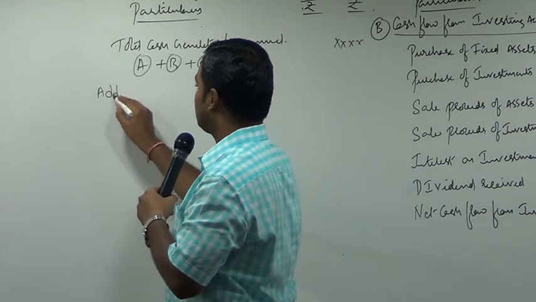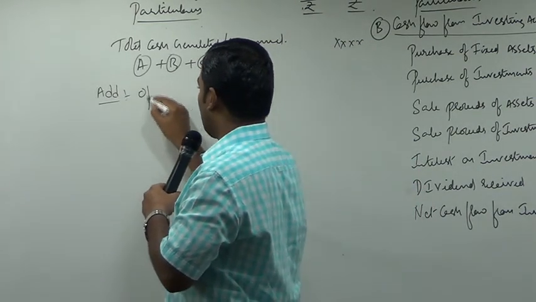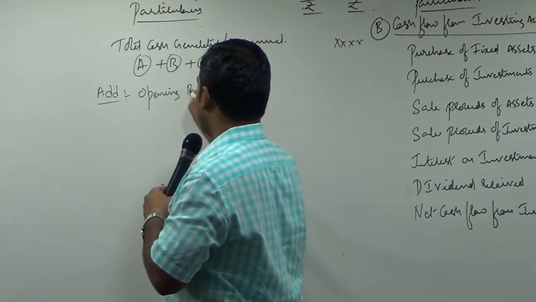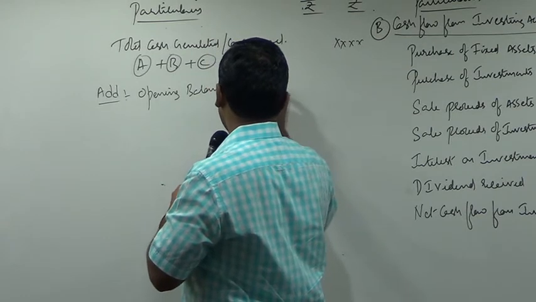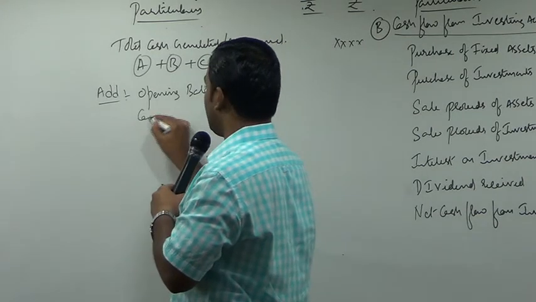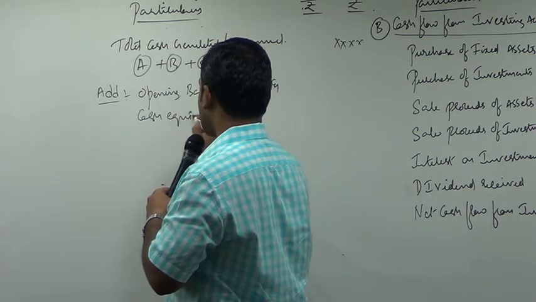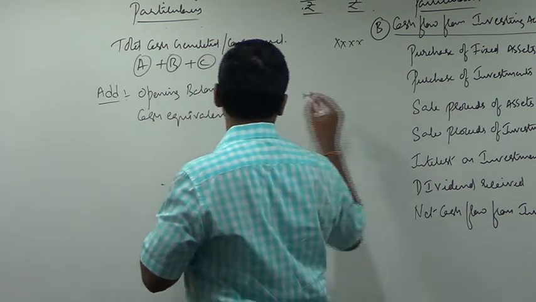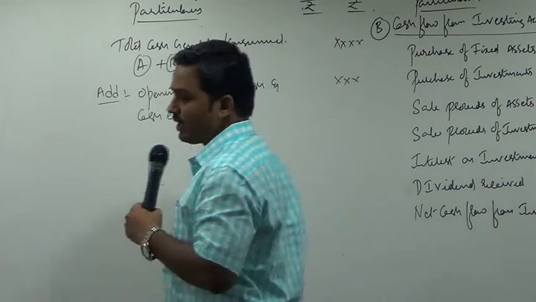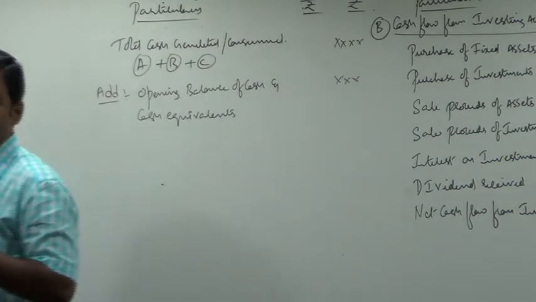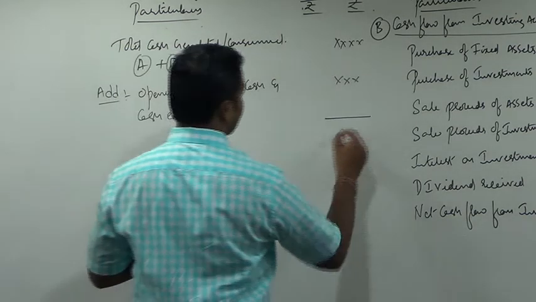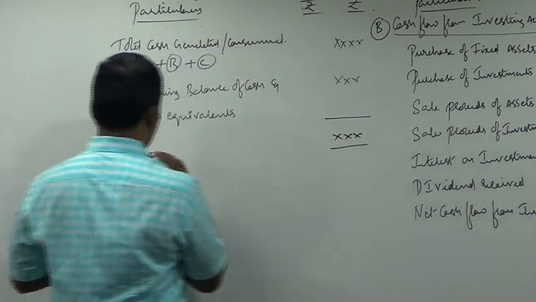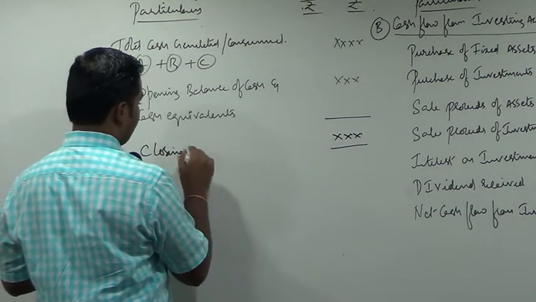Add the opening balance of cash and cash equivalents. You will get the closing balance of cash and cash equivalents.